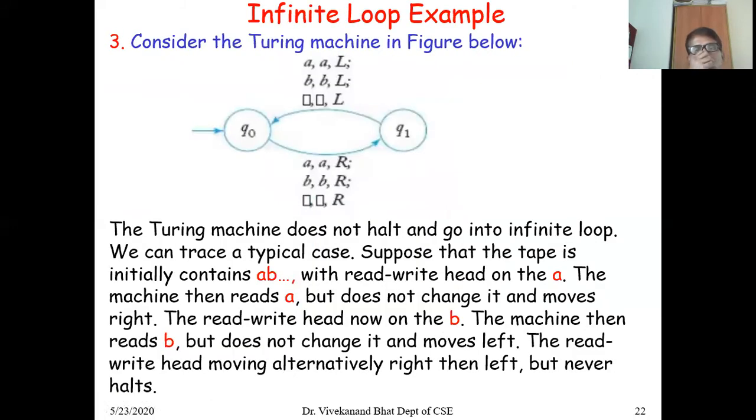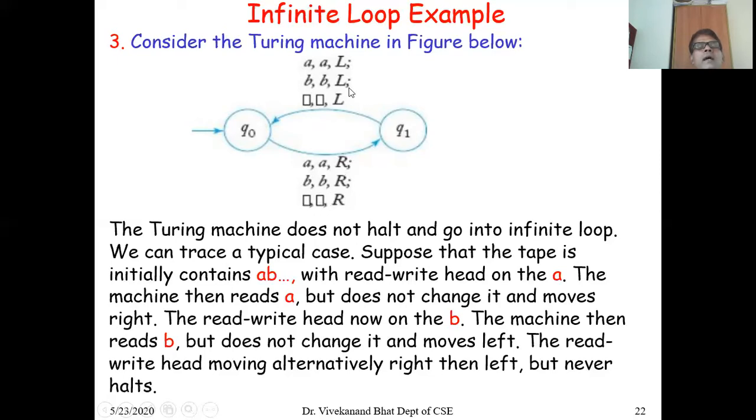So consider this example, which explains the infinite loop in the Turing machine. We have two states, Q0 and Q1. In Q0, the Turing machine will read A and replace A by A, moving right. Similarly, it will read B, replace B by B, and move right. And it will read blank, replace blank by blank, and move right.